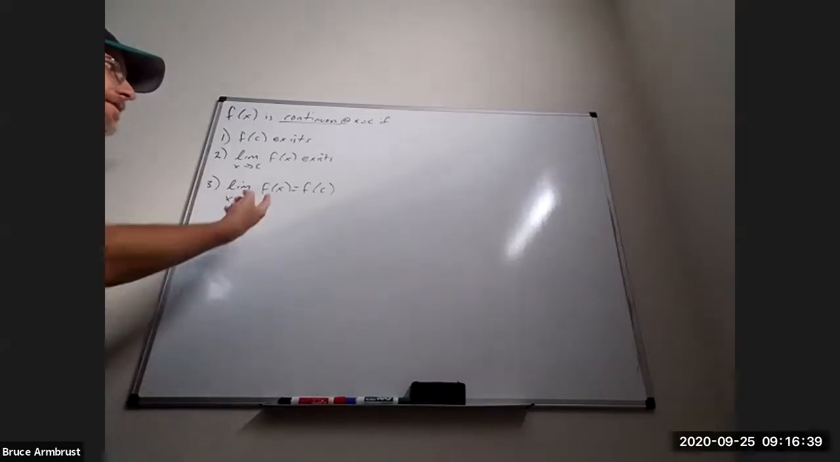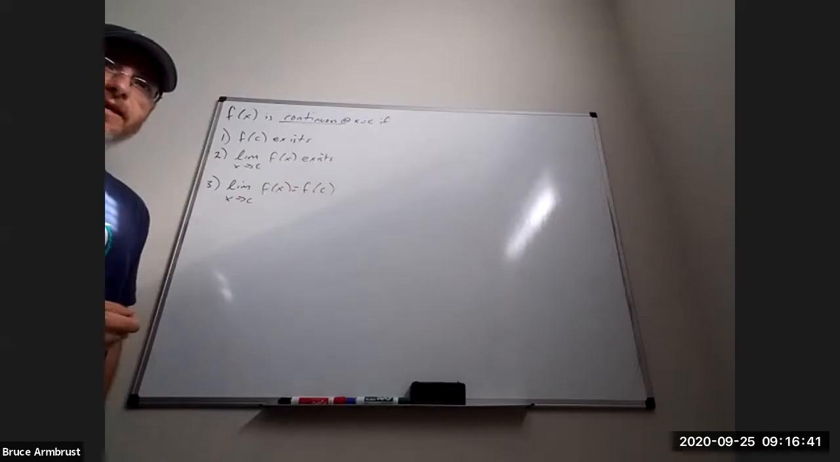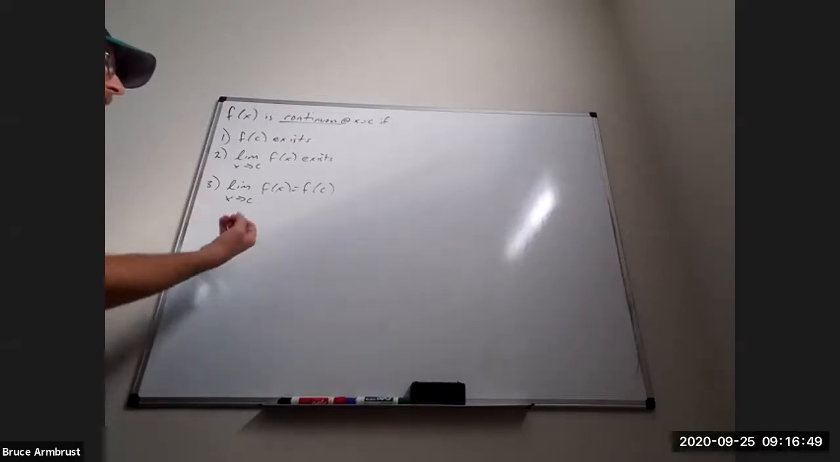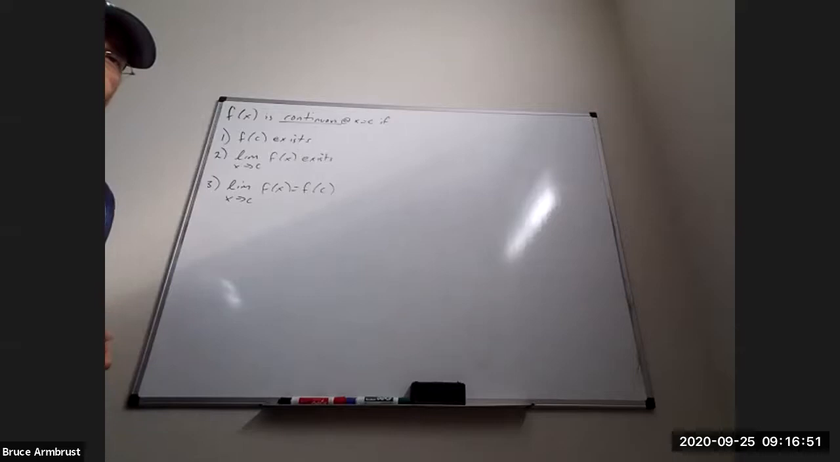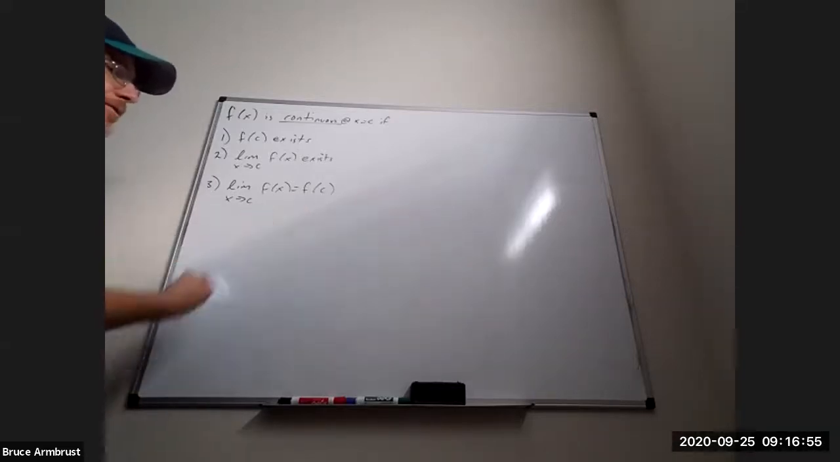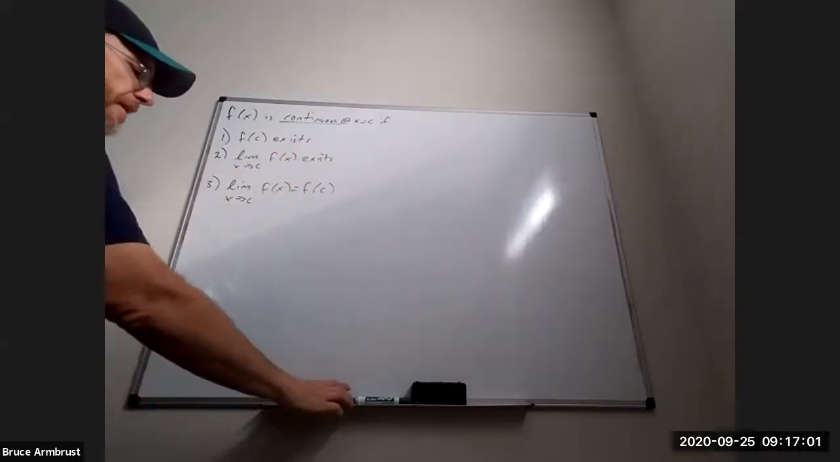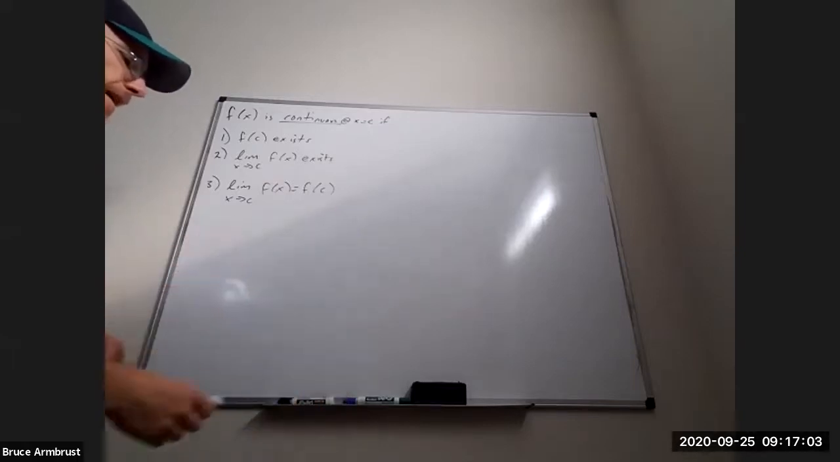The second thing that has to happen is that the limit has to exist at that point, which means as we're getting closer and closer to that point, there is a value that we obtain. And then the third condition is that those two values have to be the same, that the limit is actually equal to the function value. So if all three of those things are true, then we say that the function is continuous at that point.